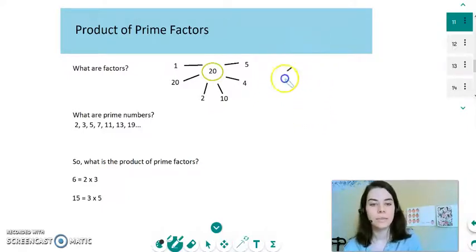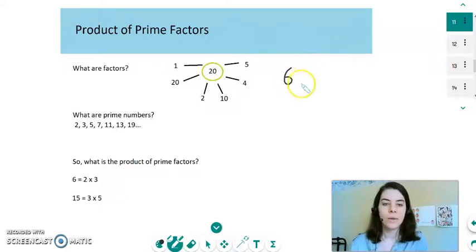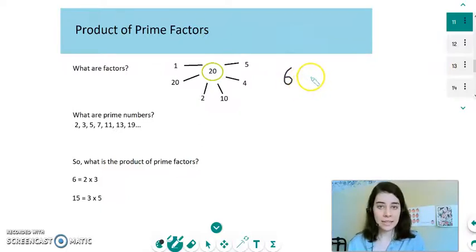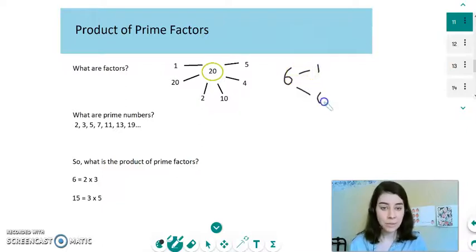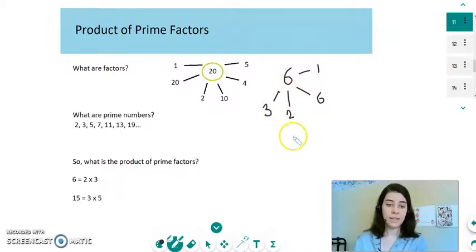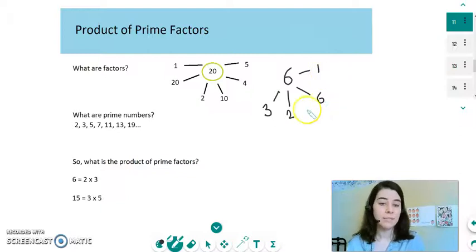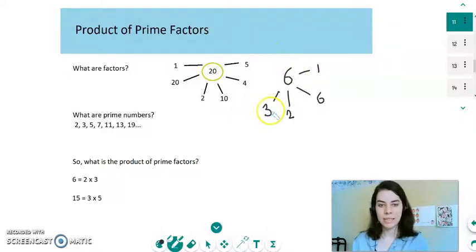If we took an example of, say, 6, what numbers multiply together to make 6? Well, 1 and 6 multiply together to make 6, and we also have 2 and 3 multiply together to make 6. This means that 1, 6, 2, and 3 are all factors of 6, because 6 can be divided by them. If we divide 6 by 3, we get a whole number. If we divide 6 by 6, we also get a whole number, and this makes them all factors.